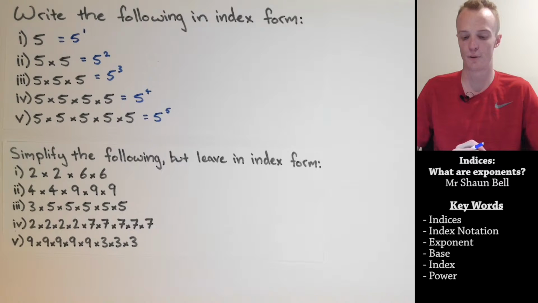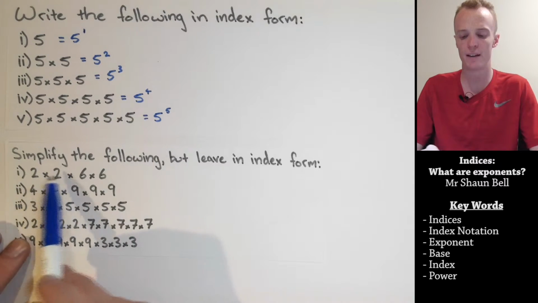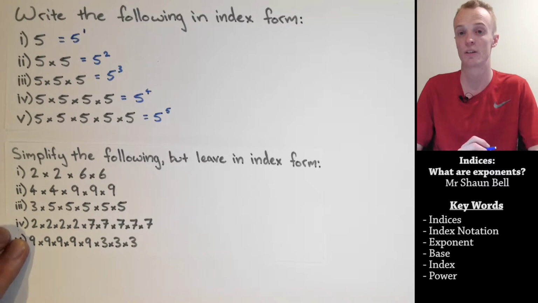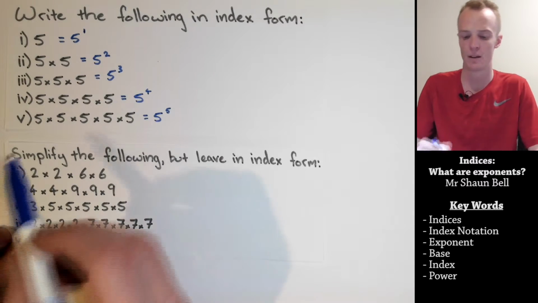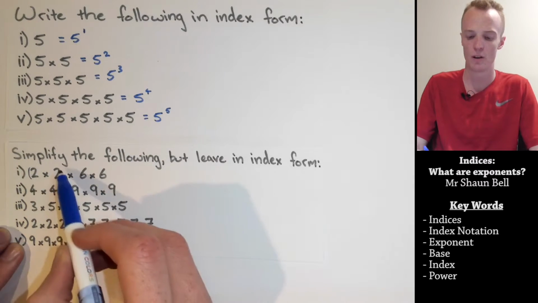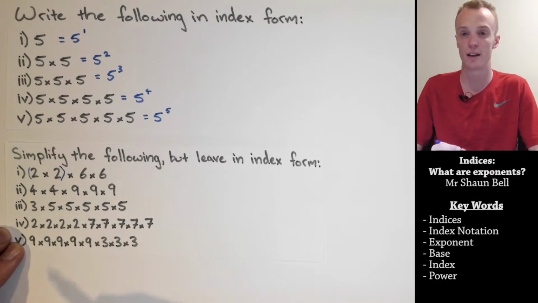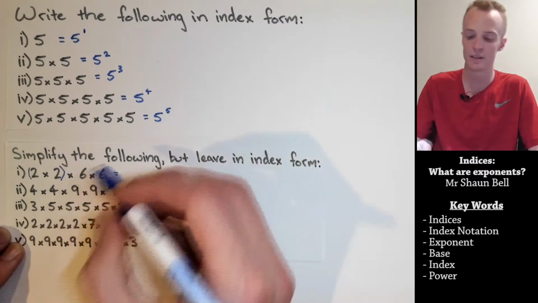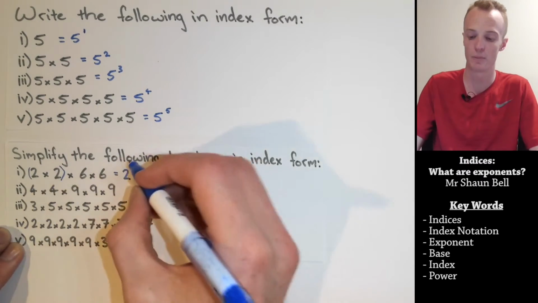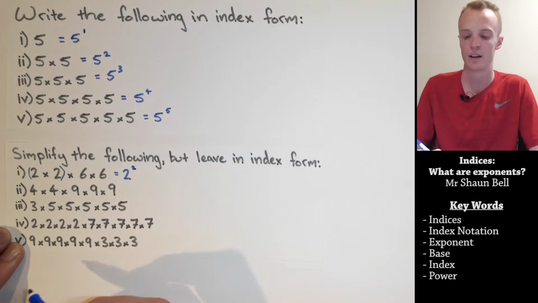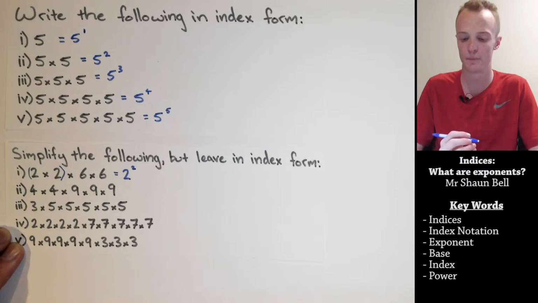So let's extend this a little bit further, where it's now saying to simplify the following but still leave it in index form. Now, you'll immediately notice that our base changes in this question. So what we need to do is group these bases together. So in our first question, we've got to group the 2's together. So when we're looking at this, we do have a base of 2 and it repeats its multiplication twice. So it's 2 to the power of 2.